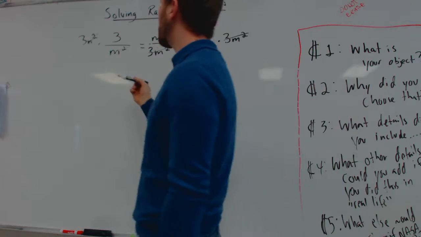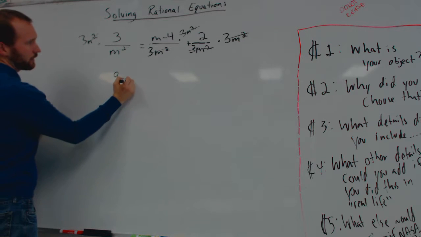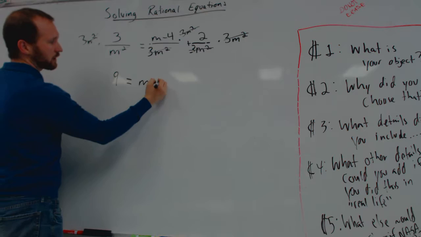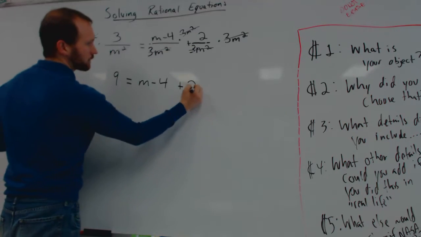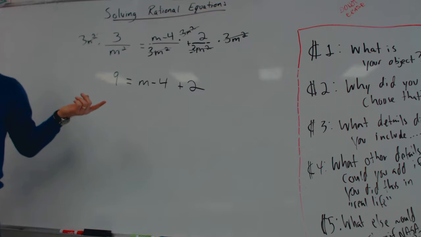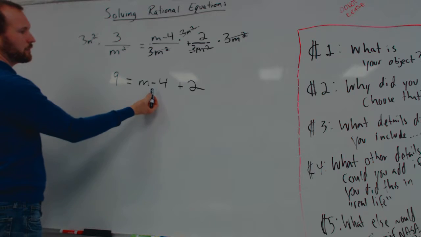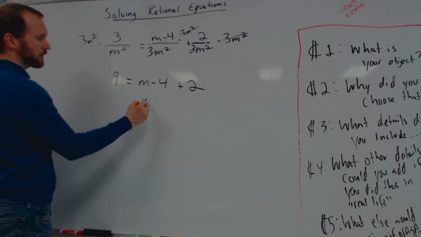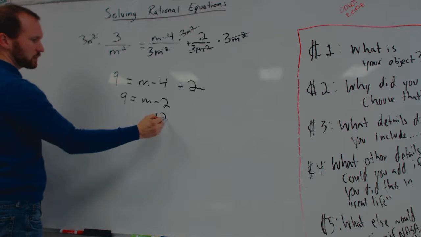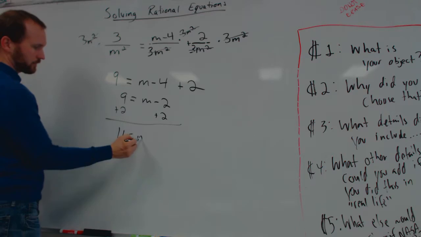All right, so what am I left with? Well, on the left, I just have 3 times 3, which is 9. And on the right, everything canceled from the denominator, so I just have those numerators left. You can solve this. Okay. So if we have m minus 4 plus 2, that's the same thing as m minus 2. If I add 2 to both sides, m would equal 11.